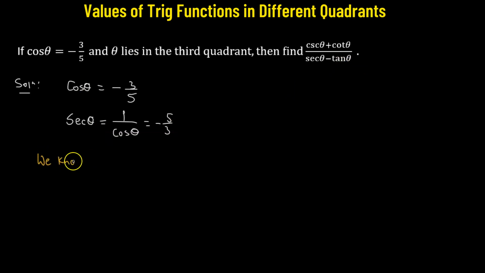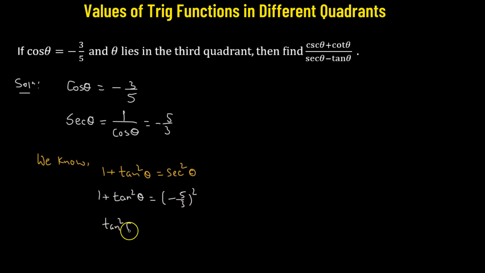We know 1 plus tangent squared theta equals secant squared theta. All we have to do is replace the value of secant theta with -5/3. That is going to help us obtain the value of tangent squared theta. We get 1 plus tangent squared theta equals the -5/3 whole square. So tangent squared theta will be equal to, -5 whole squared is 25, 3 squared is 9, so we have 25/9 minus 1.